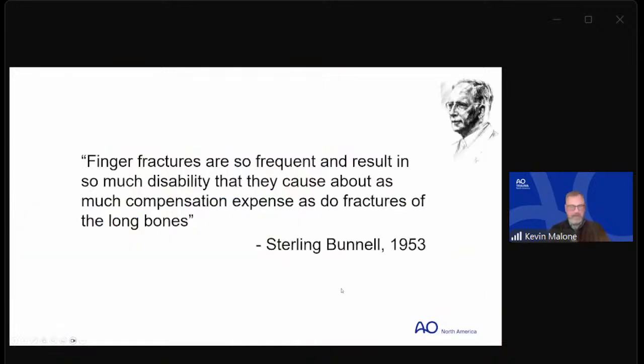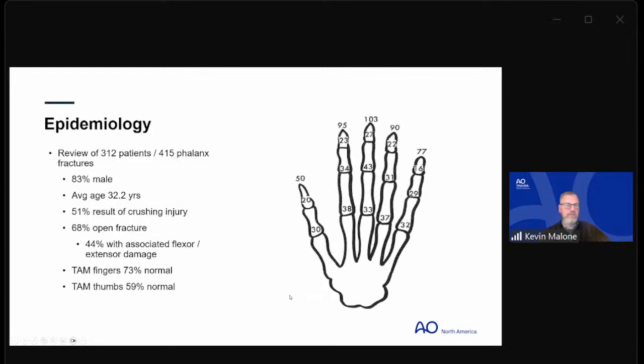So one of the giants of hand surgery, Dr. Sterling Bunnell, from 1953, gave us this quote: "Finger fractures are so frequent and result in so much disability that they cause about as much compensation expenses as do fractures of the long bones." And these are bones small enough that you can swallow. So it's puzzling and challenging for sure.